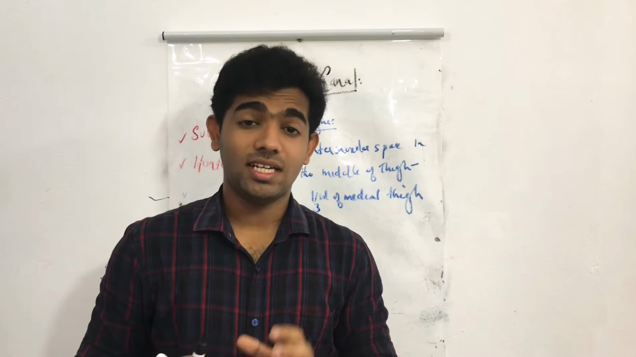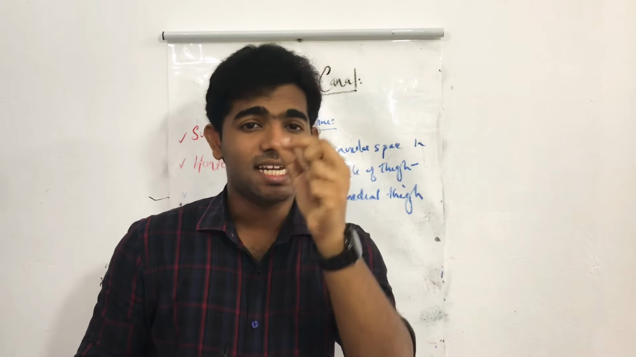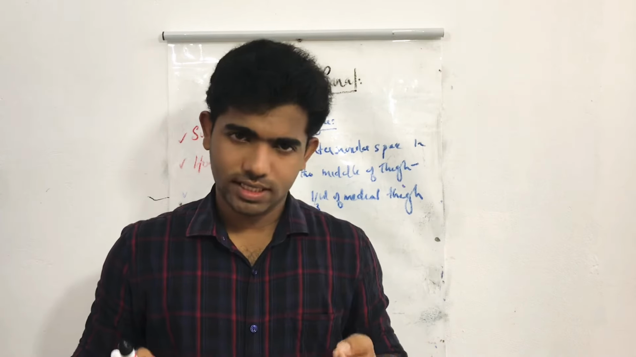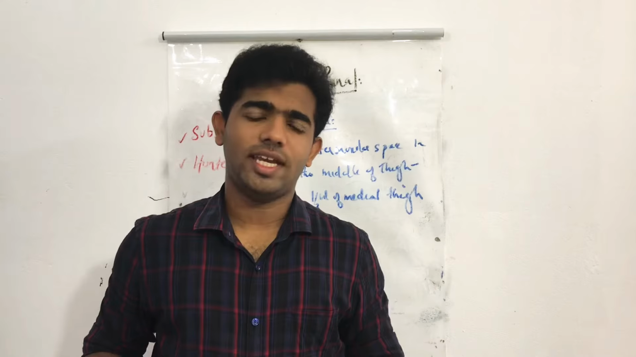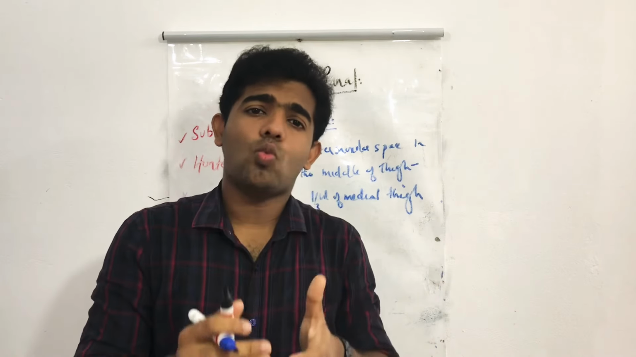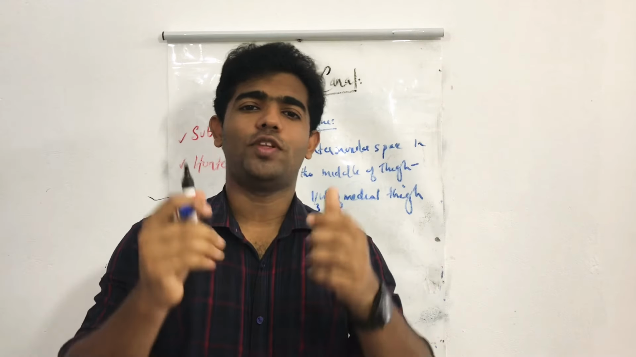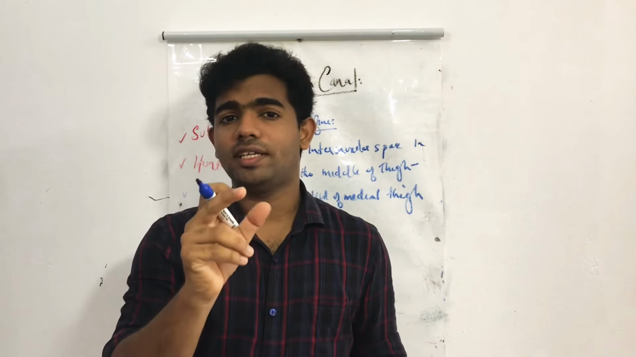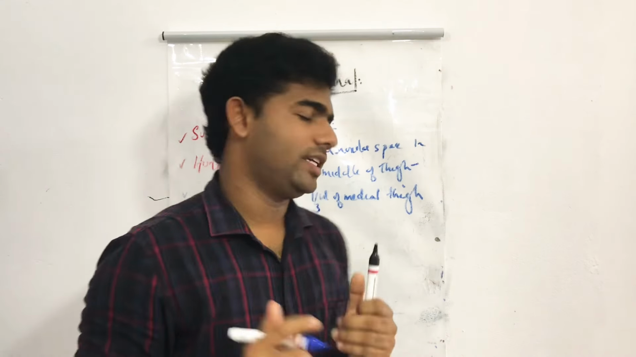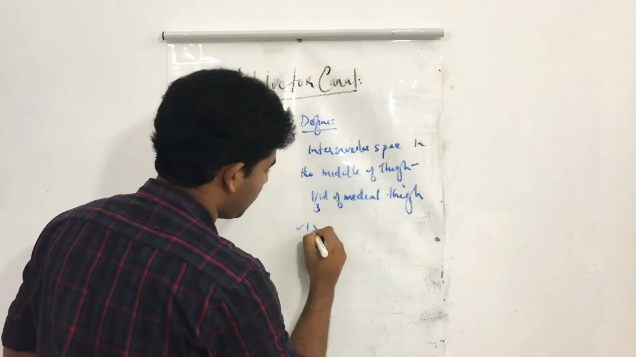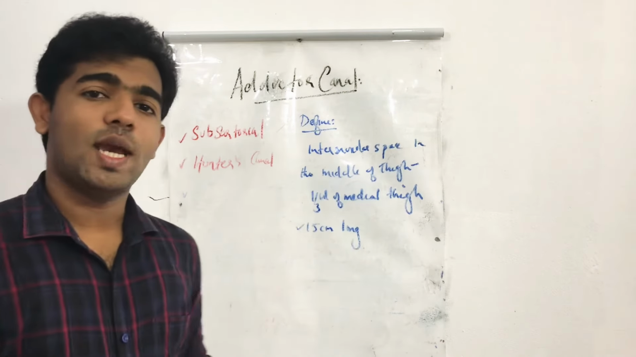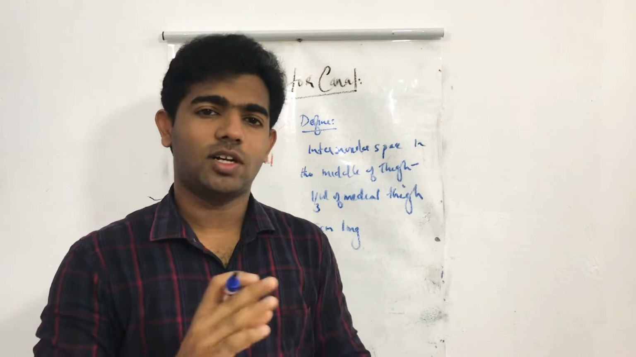So is it clear? So adductor canal is an intramuscular space. Where is it located? It's located in the medial side of the thigh, in the front of the thigh itself. Exactly speaking, medial 1/3 of the middle of the thigh region. So in the middle of the thigh region, in the medial 1/3, this adductor canal is located. It is approximately about 15 centimeter long.